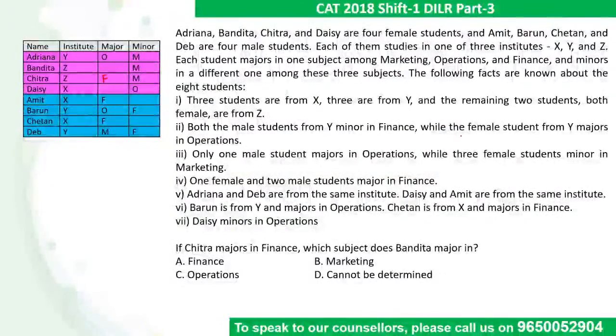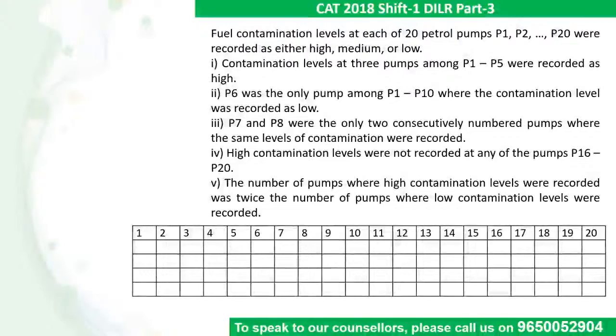Female student from Y majors in operations, that is there. Okay, one female and two male students major in finance. That is given to us, right? So she is the only person who can major in finance. Now this person cannot major in finance, so she will major in operations. Okay, she cannot major in marketing, that's for sure. She cannot major in finance, so she will major in operations. Alright, so that was one set. Another set. Now let's do the next set that we have.